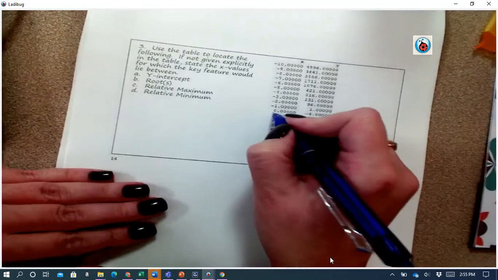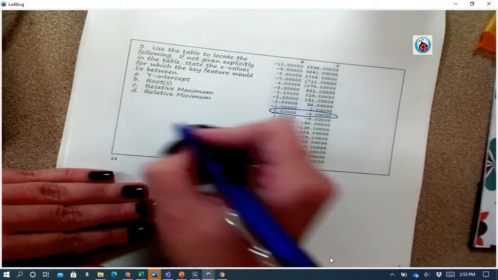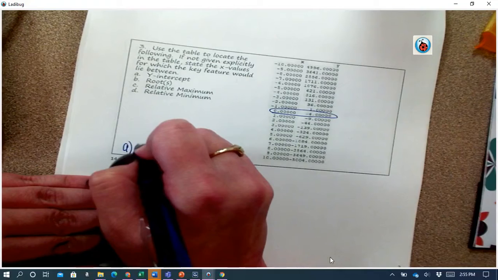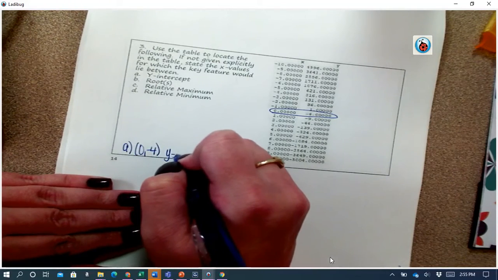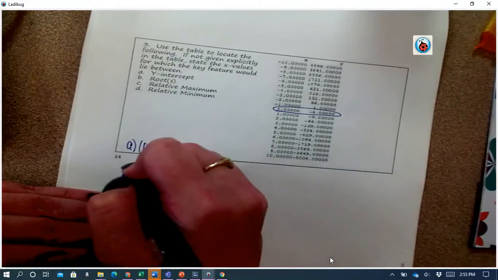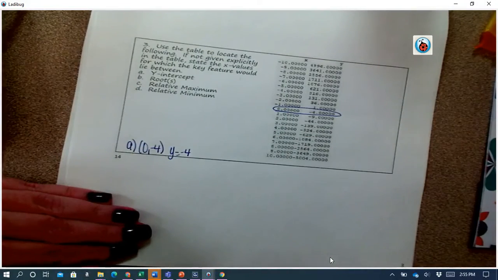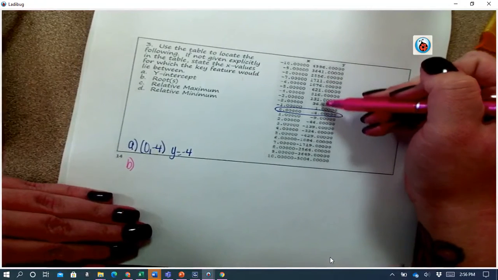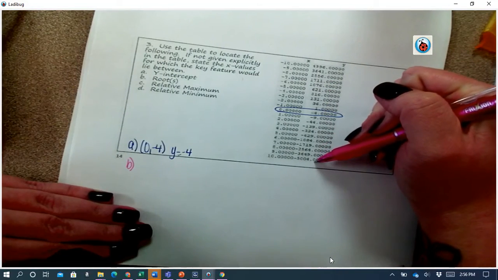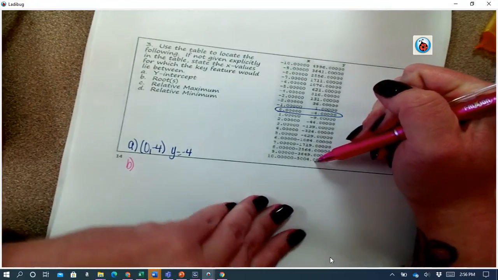Your y-intercept is when x is 0. So it would be the point (0, -4), or y equals -4. To find our roots, we would look for when y is 0 in the table. You don't have a distinct one of those.